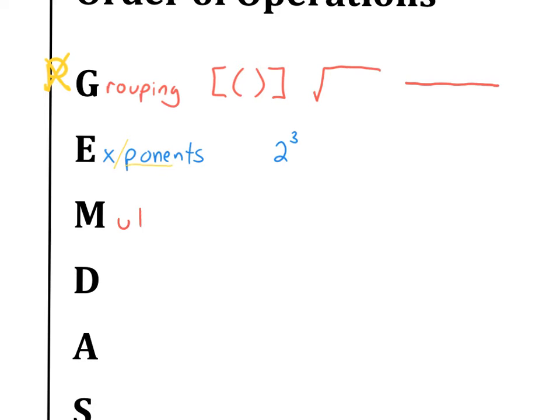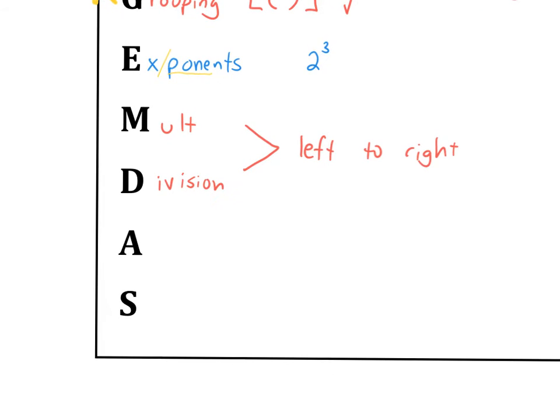Multiplication, division, and I do want to point out that these are kind of grouped together, left to right. Multiplication does not come first. They're on the same level. And of course, the other ones I'm going to abbreviate here. Add, subtract. And again, these are also left to right.